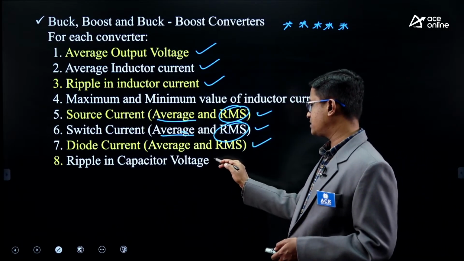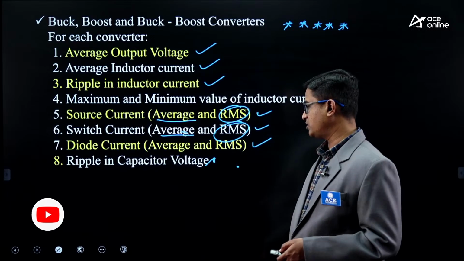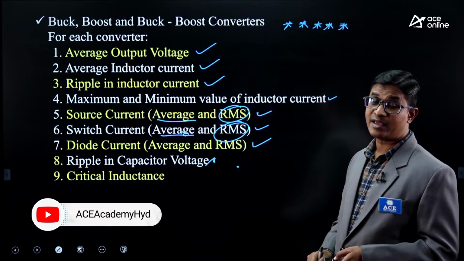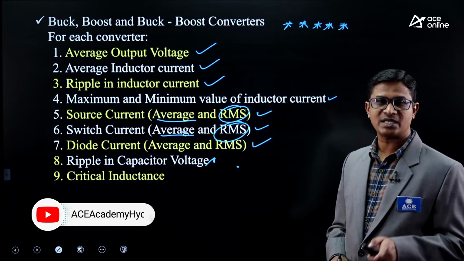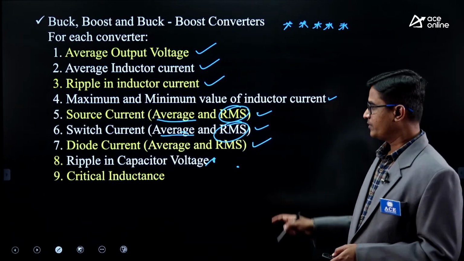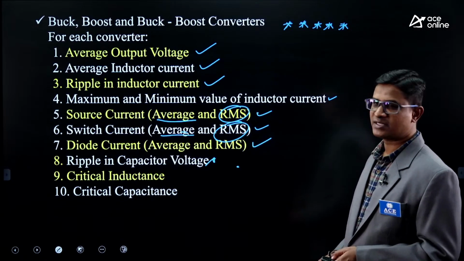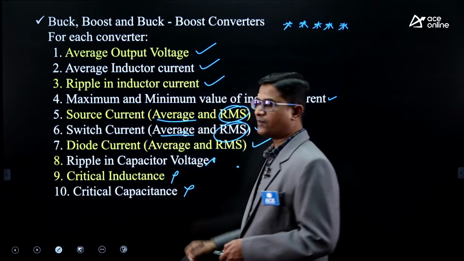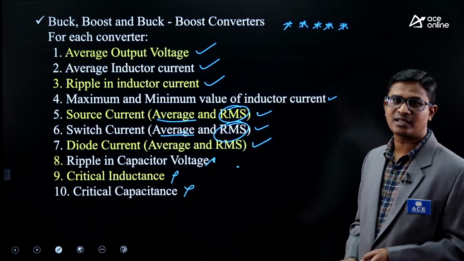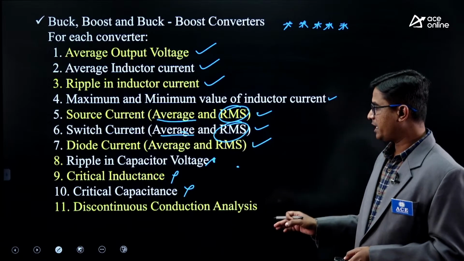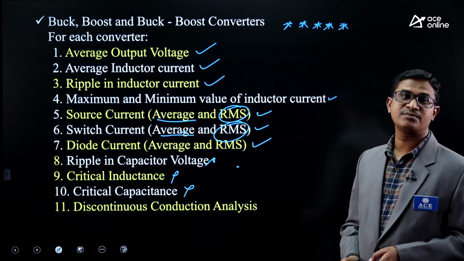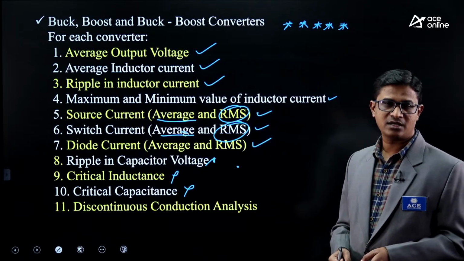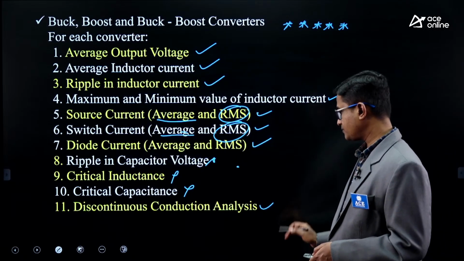Ripple in capacitor voltage: comparatively fewer questions on this topic. But based on delta IL, that is ripple in inductor current, they have asked a number of questions. Next, critical inductance and critical capacitance. Comparatively less content, and comparatively fewer questions you will find in critical inductance and critical capacitance. Next, discontinuous conduction analysis. If the conduction is discontinuous, then what is the output voltage, right? Those things they have asked.